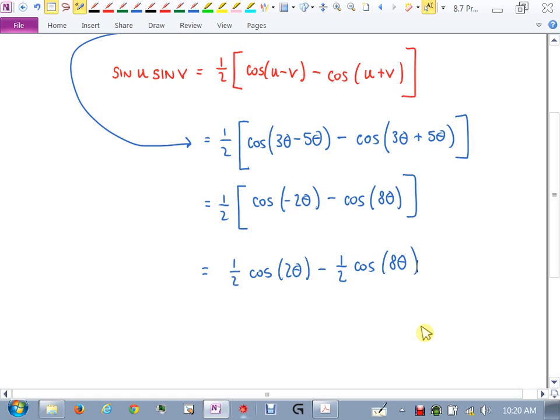So am I allowed to do that? Why? Because of the even-odd property of cosine, right? Cosine of negative U is the same as cosine of positive U. That's on your formula sheet, right? Does it work the same for sine? What's sine of negative U? Negative sine of U. So if that had been a sine, I still could have made this a positive 2 theta, but then it would have changed it to a negative out here. So just be aware of that.